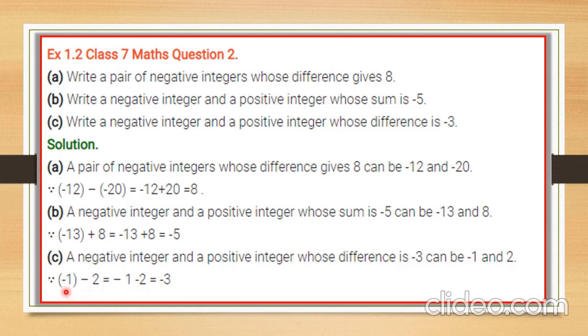Let us see whether you are going to get it or not. So minus 1 negative integer, 2 positive integer, and this minus is to find the difference, that is subtraction. In between, the negative sign is to subtract. So this becomes minus 1 minus 2. Remember, both are minuses, so add and put a minus sign. So 1 plus 2 is 3, and minus sign here. So the answer is minus 3.